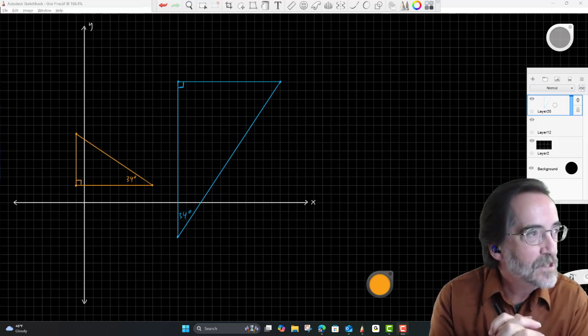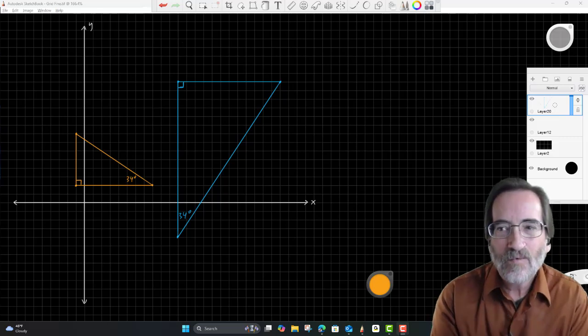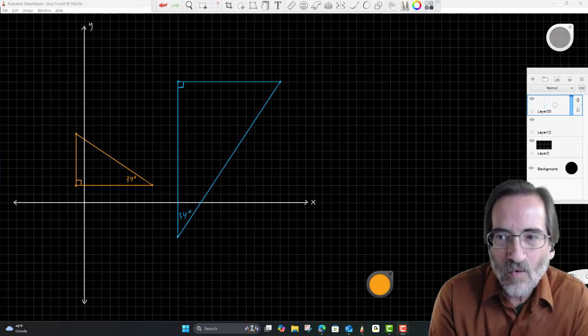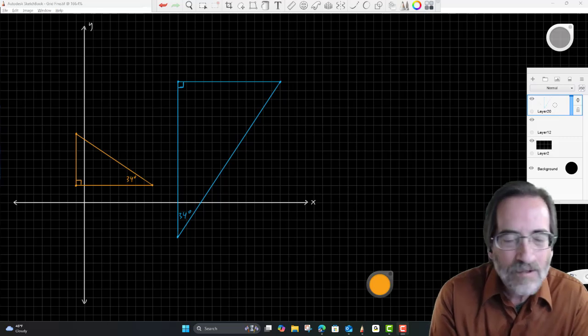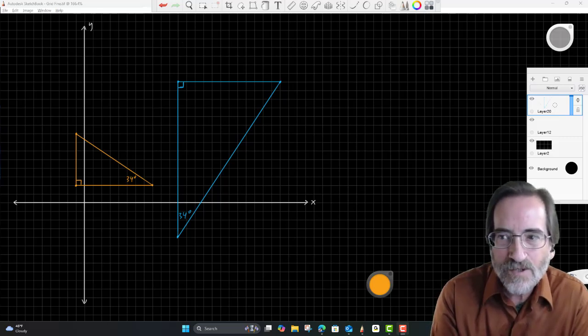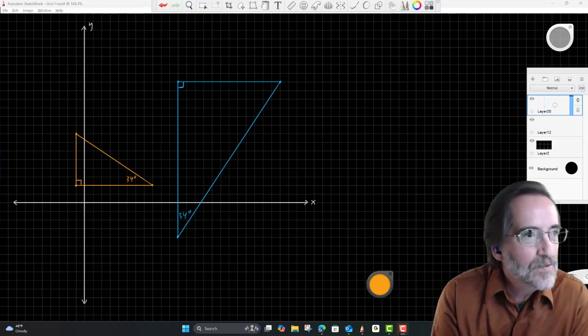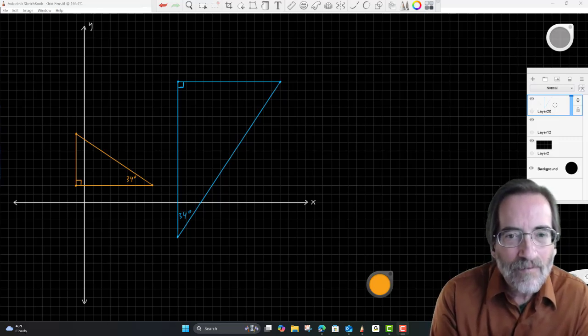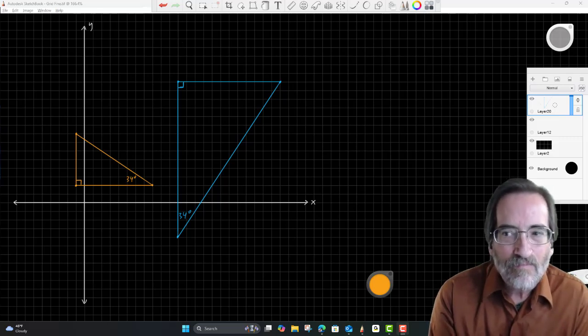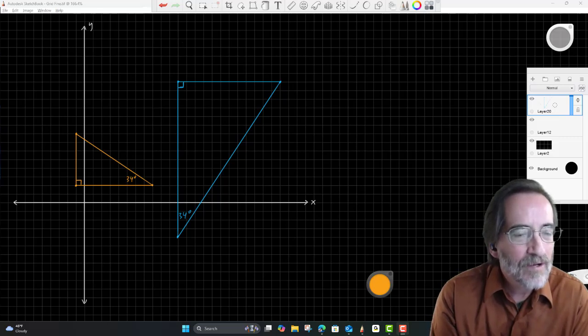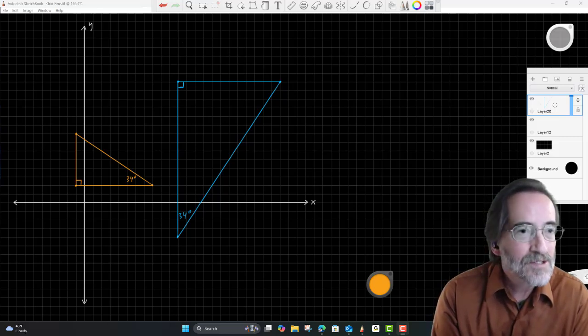Welcome. This is Geometry A, Unit 8, Lesson 6. We're going to examine two similar triangles in the coordinate plane. I've got an orange triangle and a blue triangle, and we're going to be looking at similar figures in the coordinate plane. And we're bringing back, or remembering, some of our transformation rules.